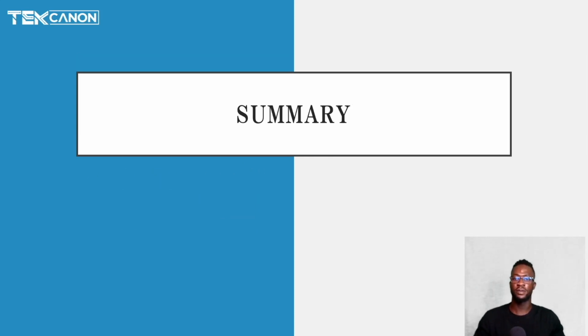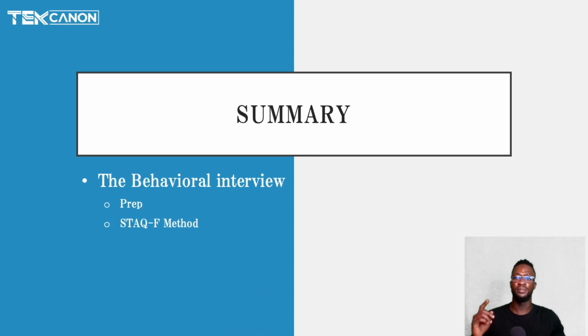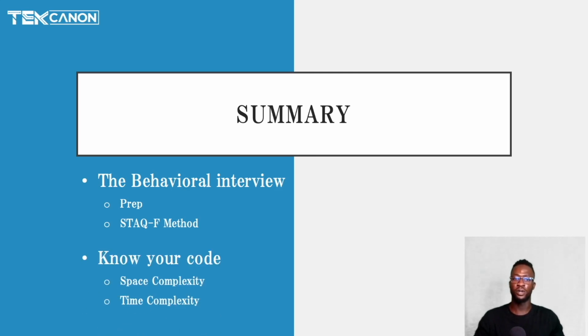Quick summary of everything we went over in chapter 3. The behavioral interview. Prepare for the interview by knowing what the company is looking for and be who they are looking for. Be confident. STAQ-F. Keep this at the tip of your tongue. Situation, task, action, quantify, future. Now, for knowing your code, we also went over space complexity as well as time complexity and how to express this using big O notation.